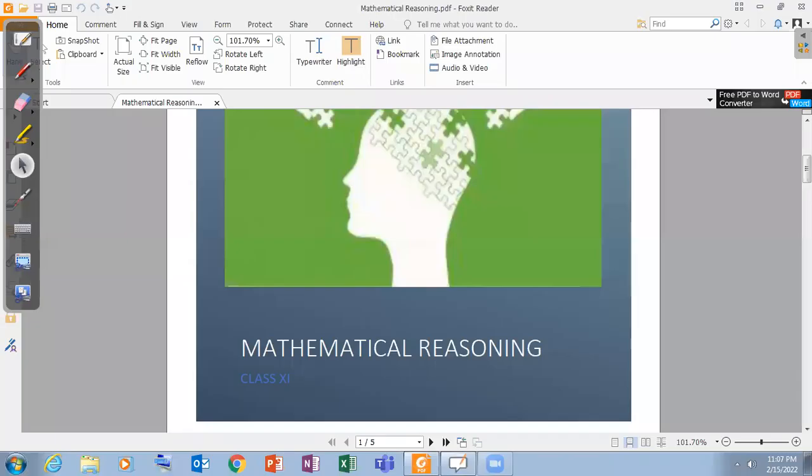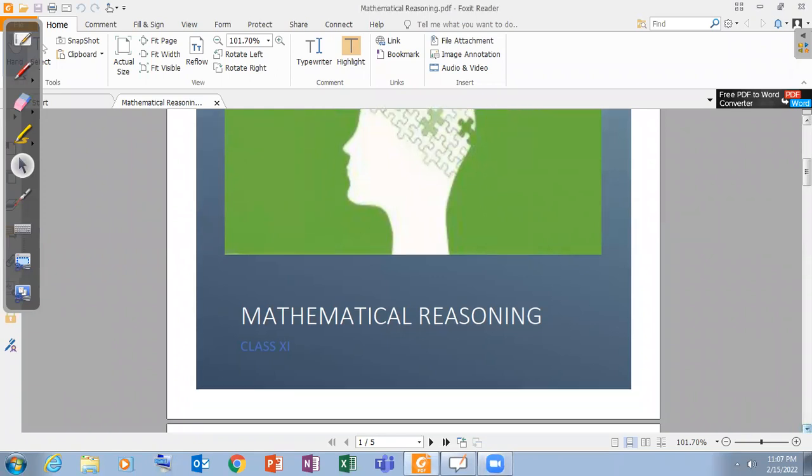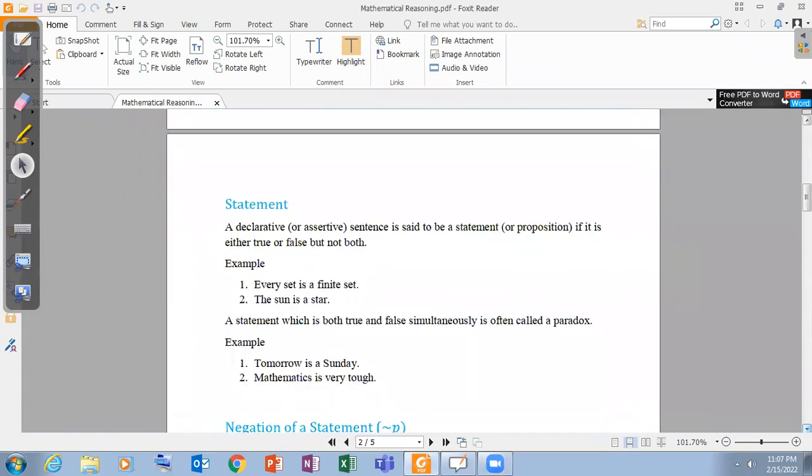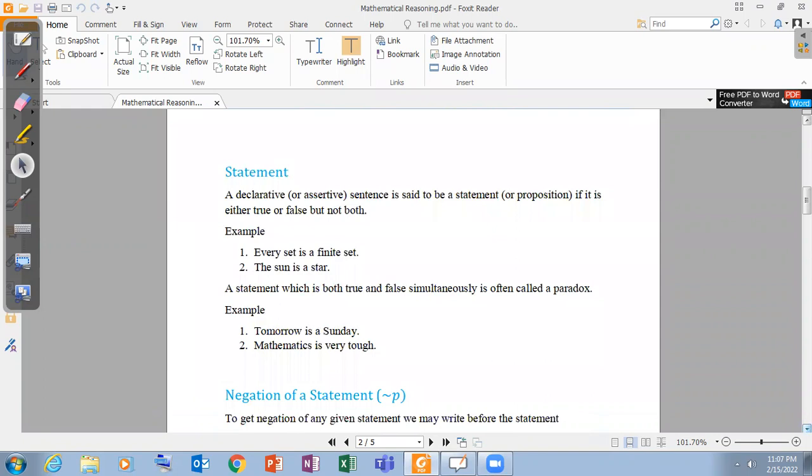Now in this chapter, at first we are going to introduce certain definitions and terms. The first term that we are going to understand is called a statement. A declarative or assertive sentence is said to be a statement or proposition if it is either true or false, but not both.